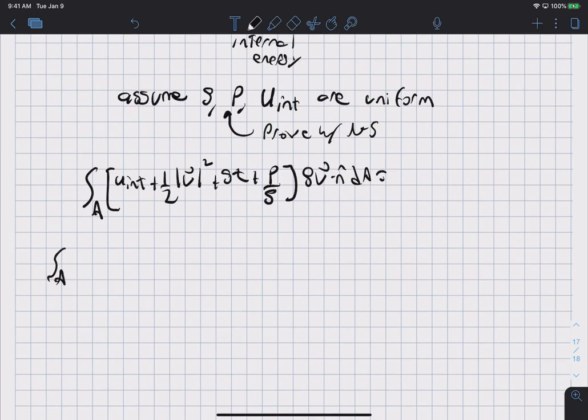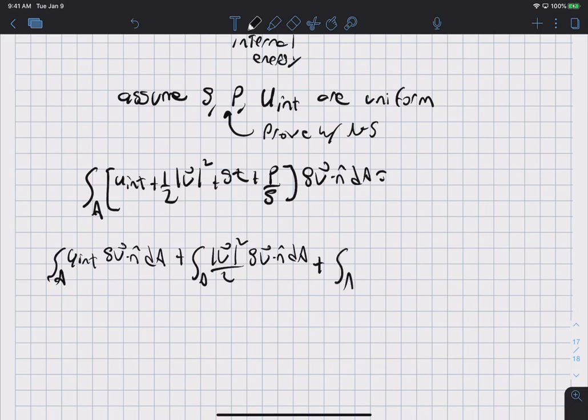So you have the integral over the area of U_int rho V dot n hat dA, plus the integral over the area of V squared over 2 rho V dot n hat dA, plus the integral over the area of gZ rho V dot n hat dA, plus the area integral of P over rho times rho V dot n hat dA. And now we will just work with these.